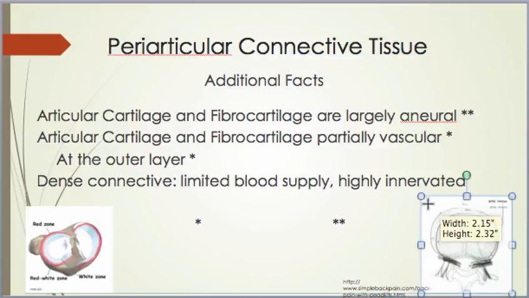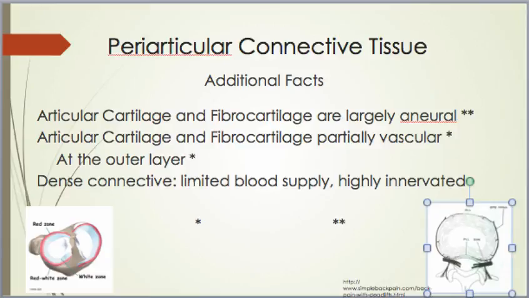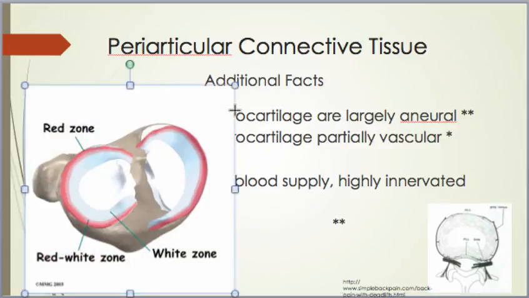Articular cartilage and fibrocartilage are partially vascular. Okay, it's generally the outer layer. So here's our meniscus looking from the top on the tibia. Medial is larger, all right? Lateral is smaller. We also know the fibular head is over here. That red zone is at least partially vascular.